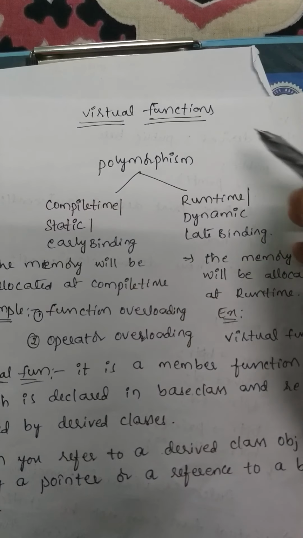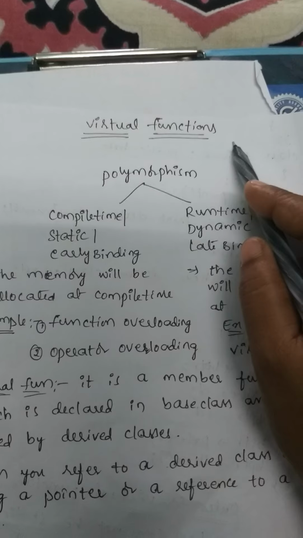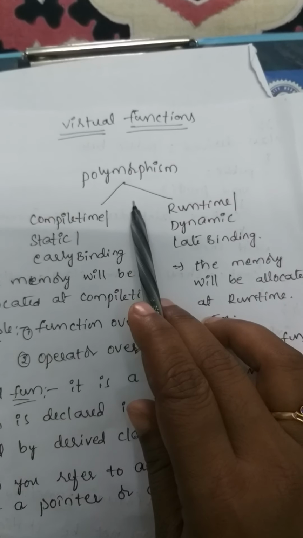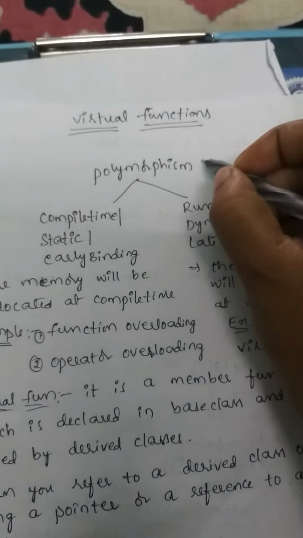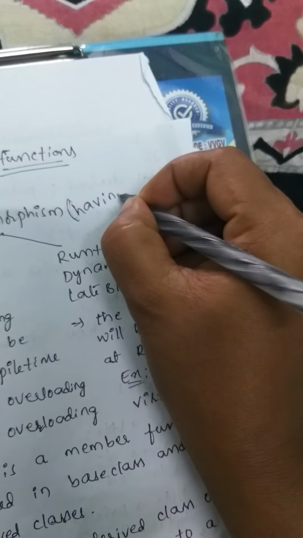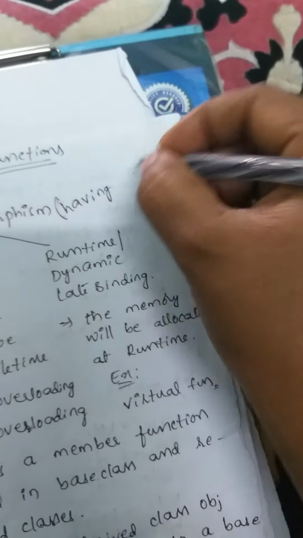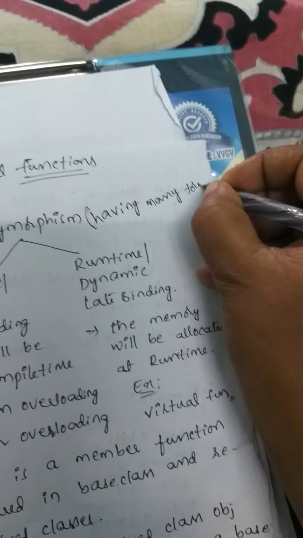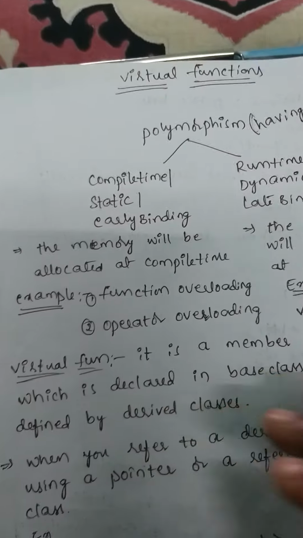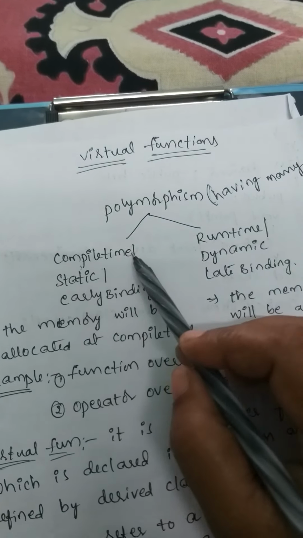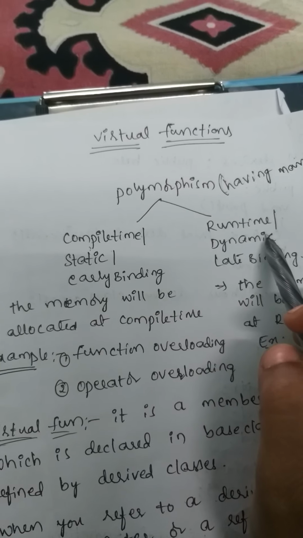Today's topic is about virtual functions. But before discussing virtual functions, we have to discuss polymorphism. Polymorphism means having many forms. This polymorphism can be classified into two types: compile time polymorphism and runtime polymorphism.